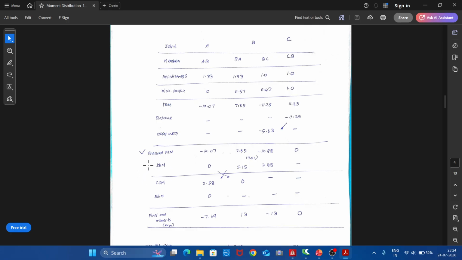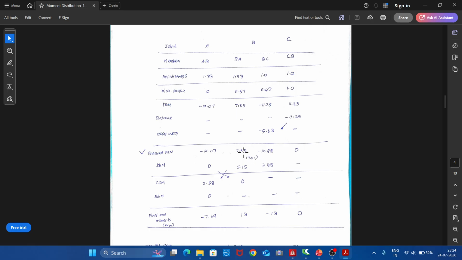For distributed end moment, we need to see every joint. So consider joint A. We have minus 10.07. So to balance this or to make it 0, we need to apply plus 10.07. So the distributed end moment will be the moment which needs to be balanced multiplied by the distribution factor. And since distribution factor is 0, we need to multiply minus 10.07 by 0, therefore 0.